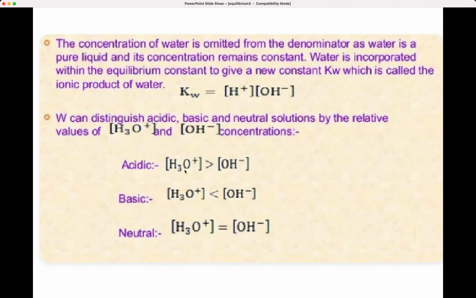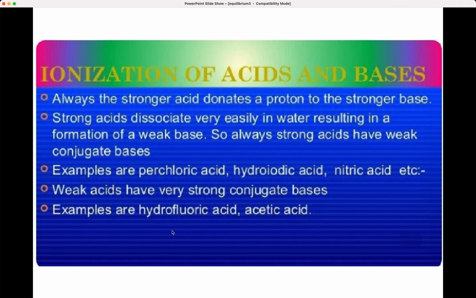For acidic, H3O plus is greater than OH minus. If it is basic, H3O plus is less than OH minus. Neutral means both will be equal. See, very simple. Next, ionization of acids and bases.